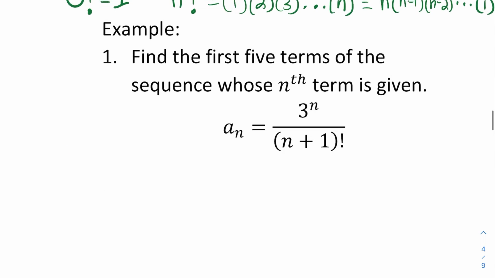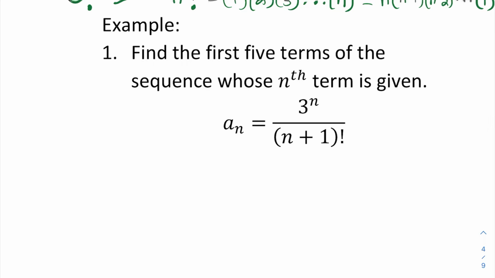Alright, so here is an nth term of a sequence, and they're asking us to find the first 5 terms of this sequence with this given nth term. But you notice that the nth term has a factorial in it. So let's go ahead and find the first 5 terms of this sequence.